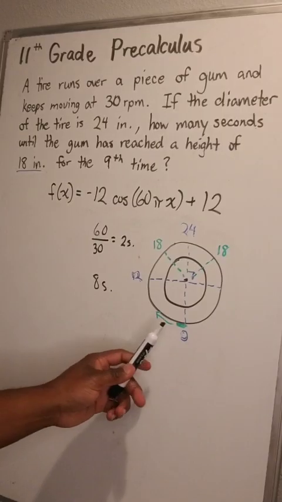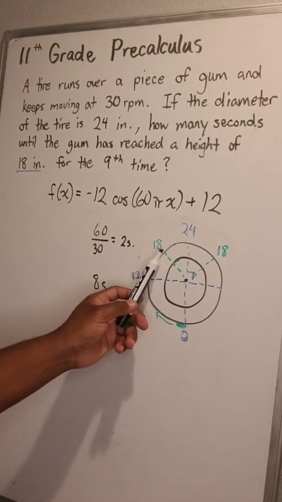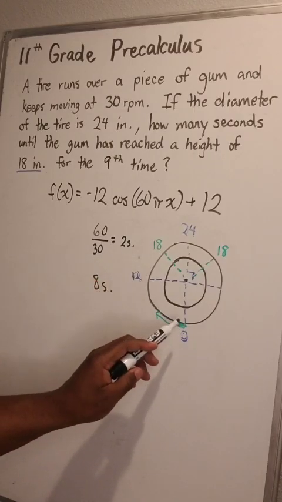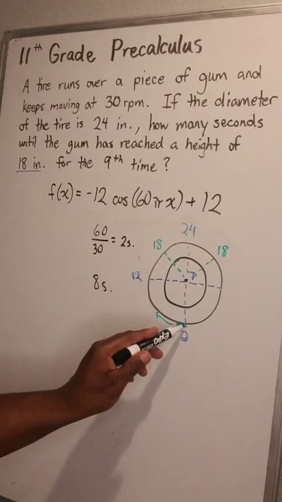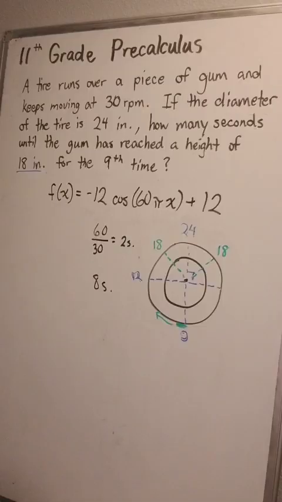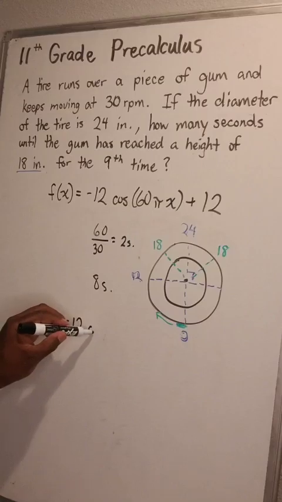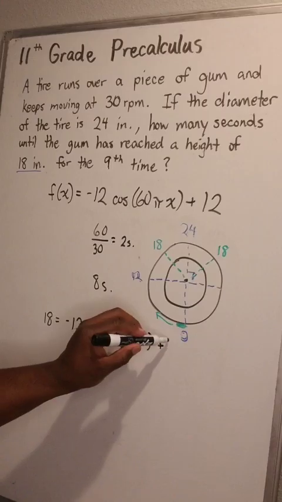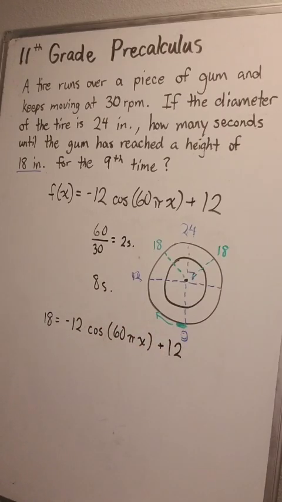Next, what we're going to do is to get to that ninth moment where the piece of gum reaches a height of 18 inches on the tire, we're just going to calculate the amount of seconds it takes for it to go from the ground to hitting a height of 18 inches the first time on the tire. And I'm going to replace f of x with 18. So this will be 18 equals negative 12 times cosine of 60 pi x plus 12. And we want to solve for x or get x by itself.